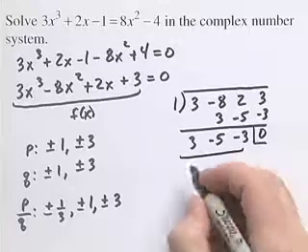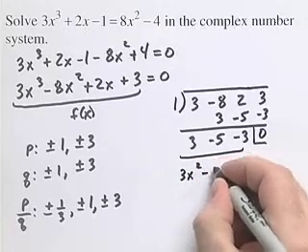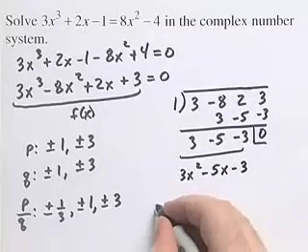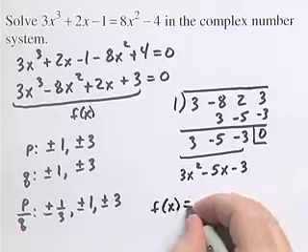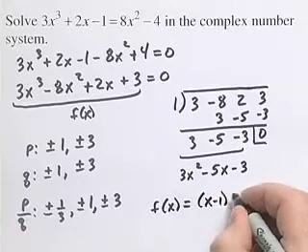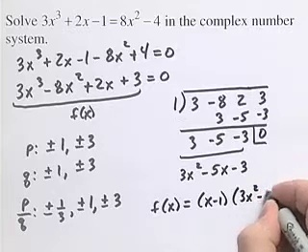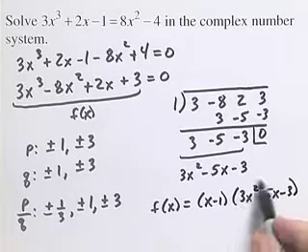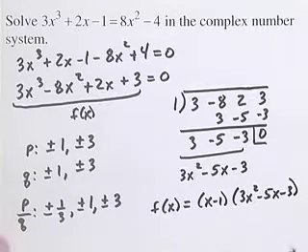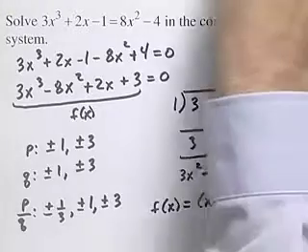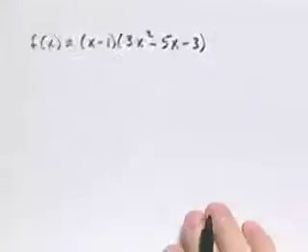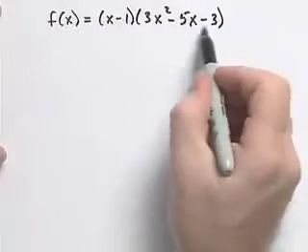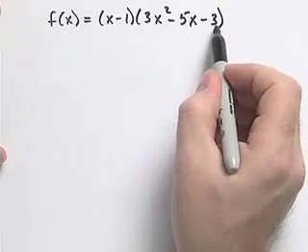This is a reduced polynomial, 3x squared minus 5x minus 3, and it allows us to rewrite our function f of x in a factored form. F of x is equal to x minus 1 times 3x squared minus 5x minus 3. All we have to do now is see if we can get any zeros of this quadratic expression here. We've rewritten our function f of x in its factored form. We just want to see if we can factor 3x squared minus 5x minus 3 any further.